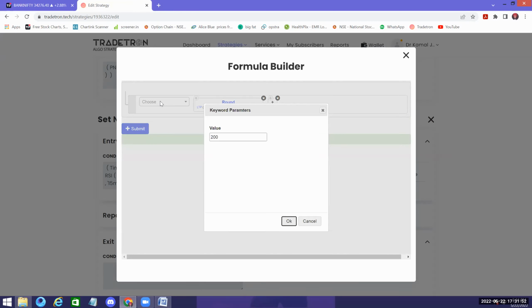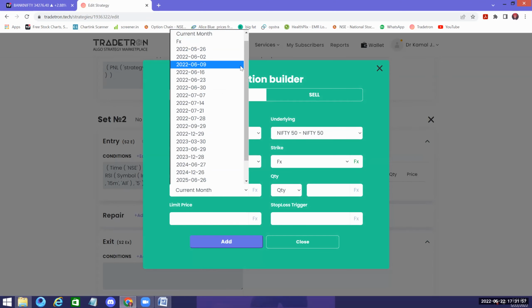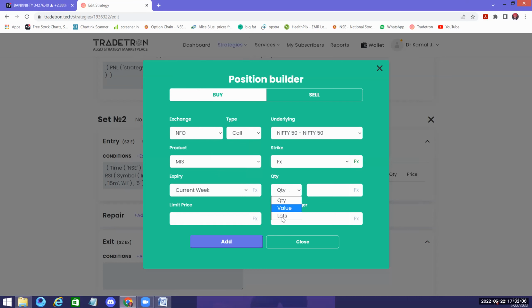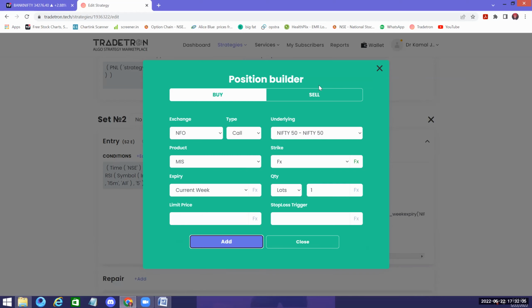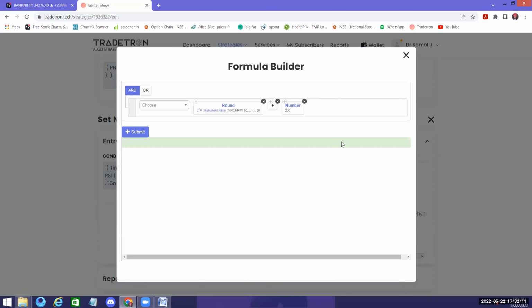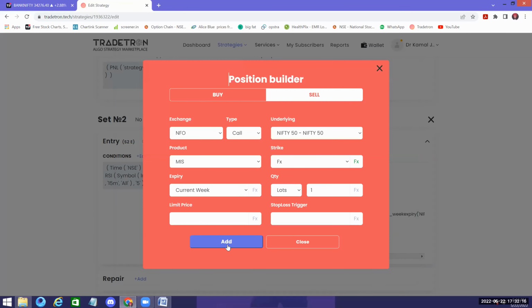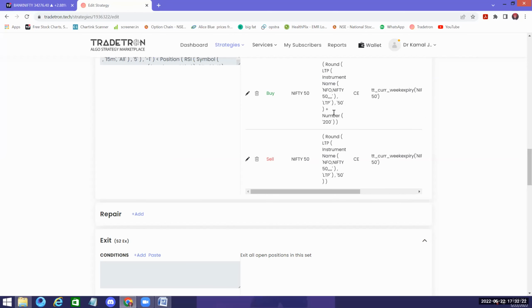Number 200. Submit it. इसको submit कर दिया. Current week, lots 1. Add. Now your buy leg is over. Now do the same thing: press the sell button because you want to sell an ATM. Just go and delete these two. Submit it. Everything is submitted, saying add it. Now your leg is complete. You are buying an OTM call and selling an ATM call. So you are thinking the market is going to go down.